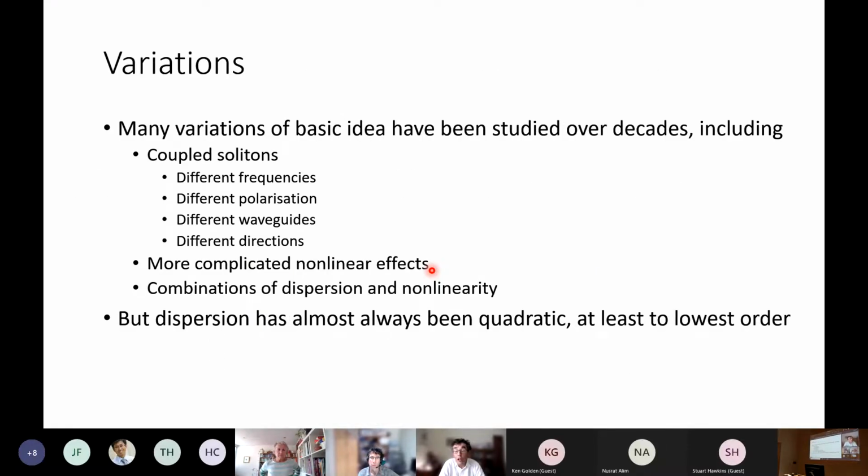Okay, now I've given you the executive summary of solitons. And this was the basic sort. Over decades, these have been studied with all kinds of variations, and this is not even remotely exhaustive, but coupled solitons with different frequencies, polarizations, propagating in different waveguides, propagating in different directions. People have looked at more complicated nonlinear effects. People have looked at combinations of dispersion and nonlinearity. But what has, on the whole, not been changed in this time is that the dispersion has always been at least to lowest order quadratic.